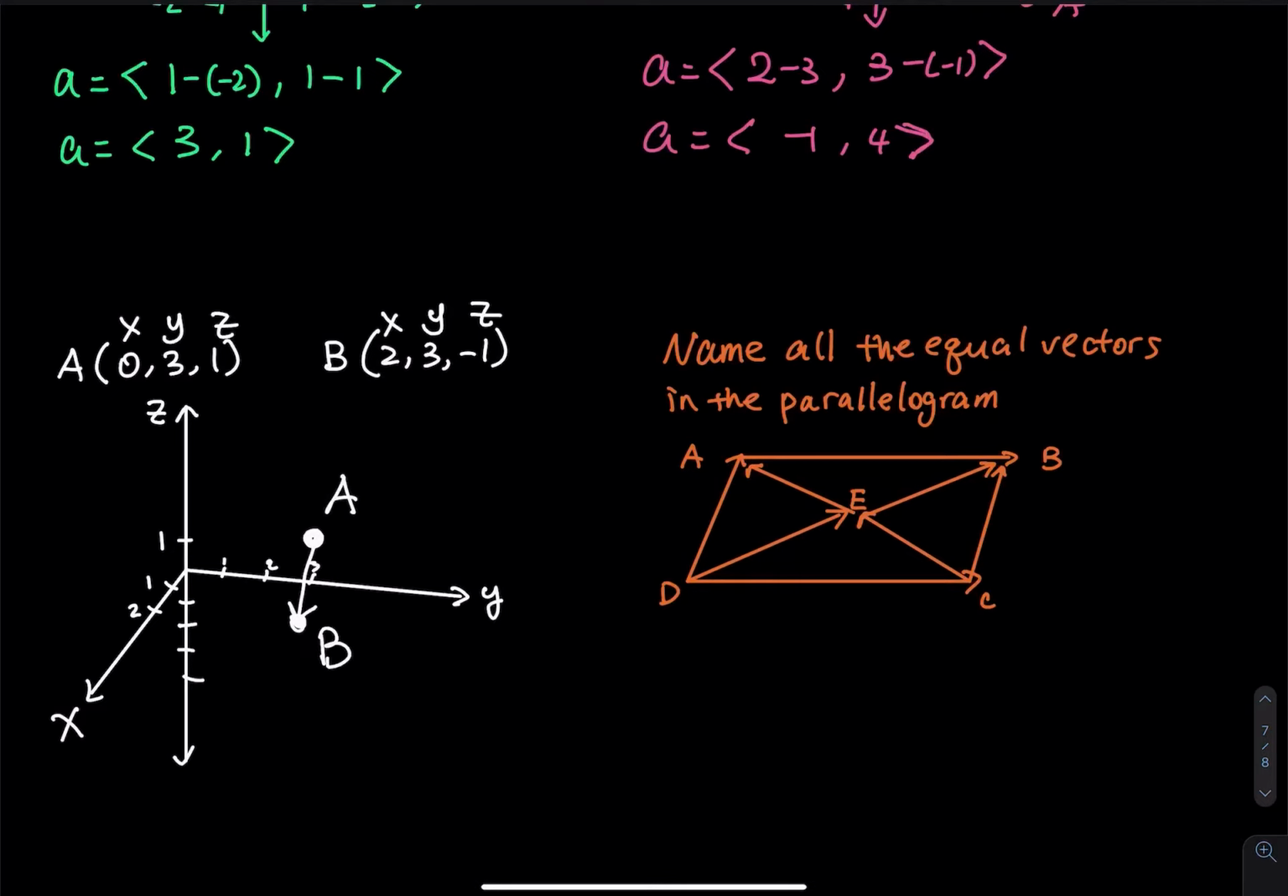The math is easy. So the math of A, angle bracket, forgot the equal, angle bracket 2 minus 0, 3 minus 3, and then -1 minus 1. So what do we have? We have 2, 3 minus 3 is 0. -1 minus 1 is -2.